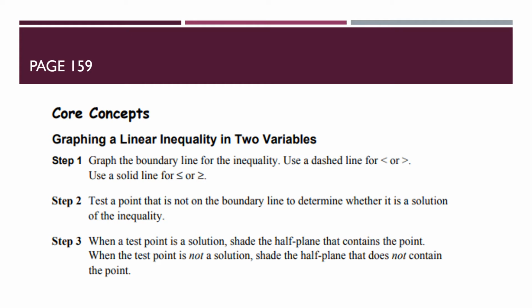Now, on page 159 in your notes, we're going to highlight the steps that get me to what we just did on the last page. We're going to highlight or underline these notes so you know them for later. You're going to use a dashed line if you have a less than or greater than only, and a solid line if it's equal to. Then we're going to test a point that is not on the boundary, meaning on either side of the line. And then you're going to shade the part that does contain that point. You'll see what that looks like in a minute.